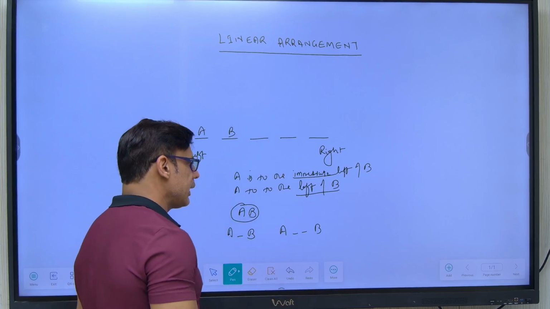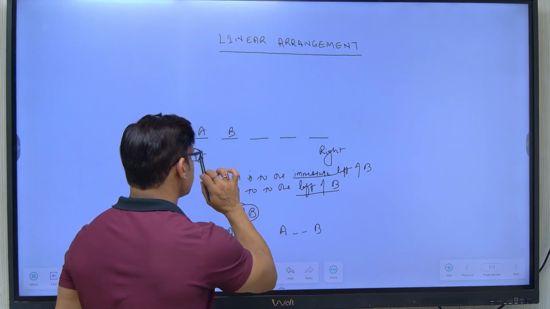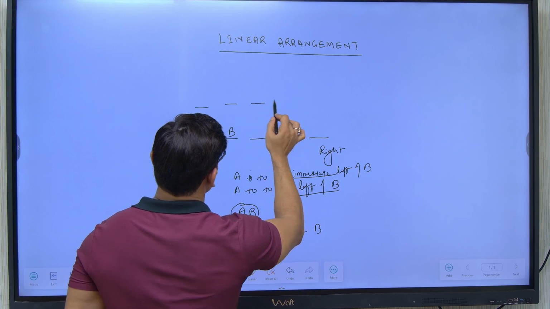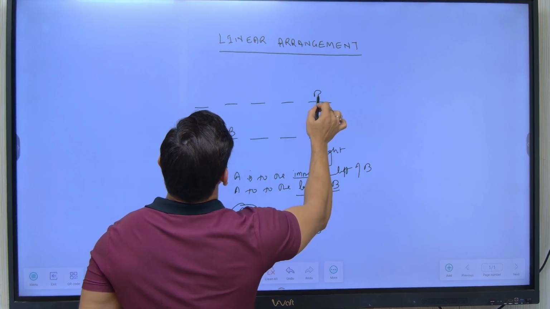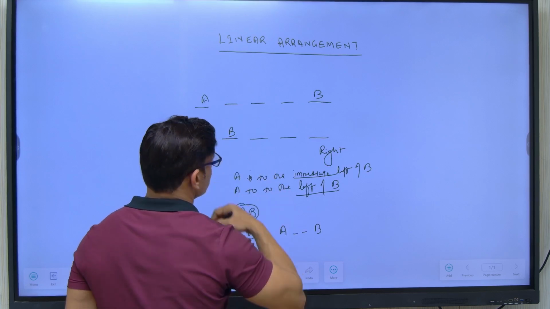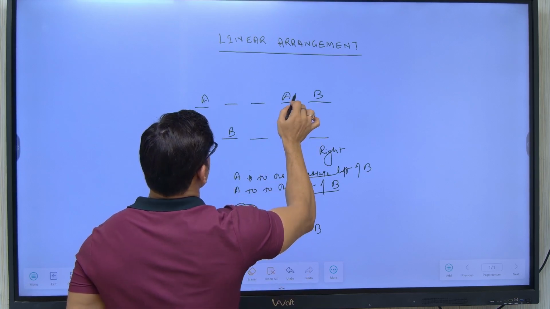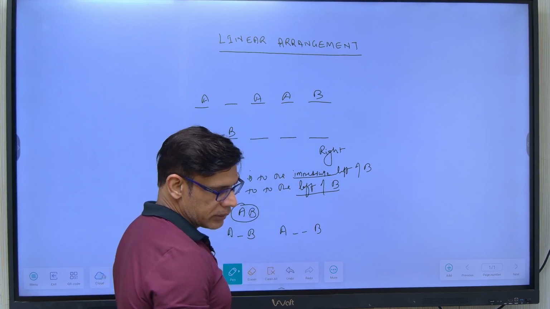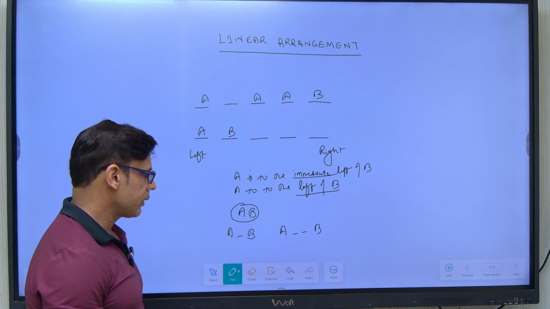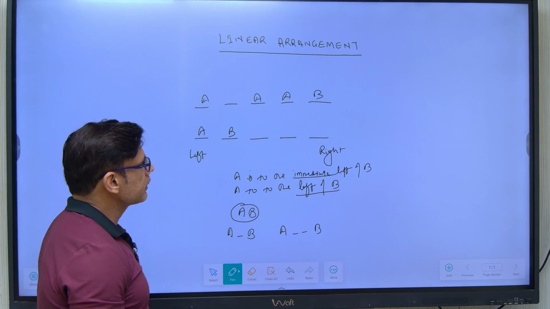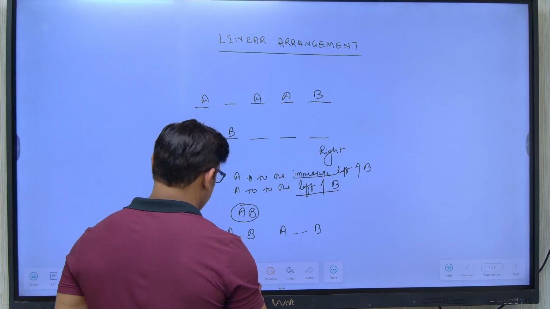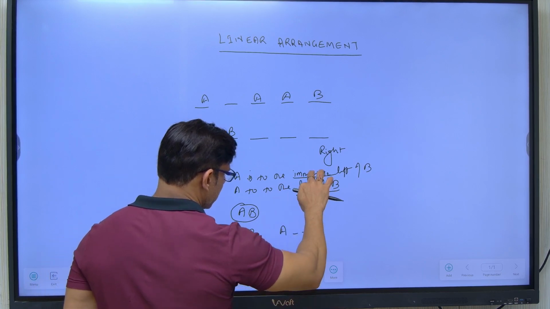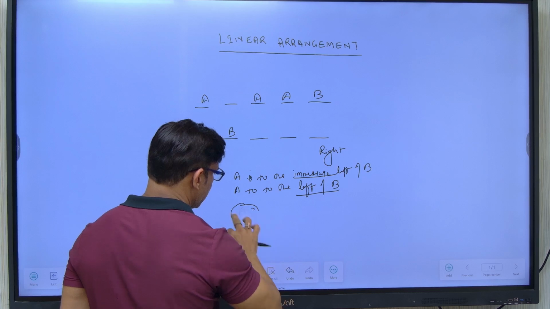If I say immediate left of B, simply write it like this. But if I say A is to the left of B, maybe B is here and A is here, or B is here and A can be here also, or B and A can be here also. So there are multiple choices we can have. That is linear arrangement, and these are small things we have to remember in linear arrangement.